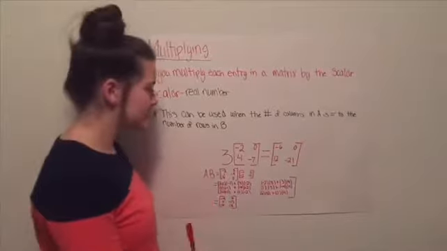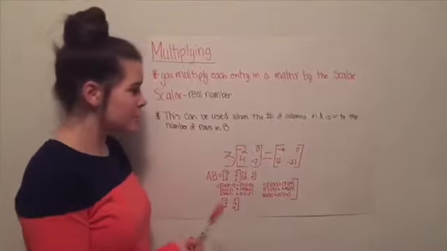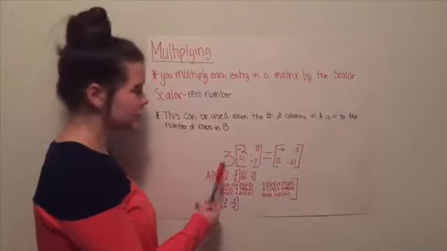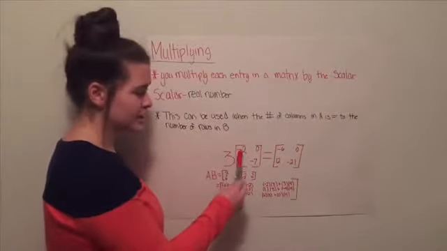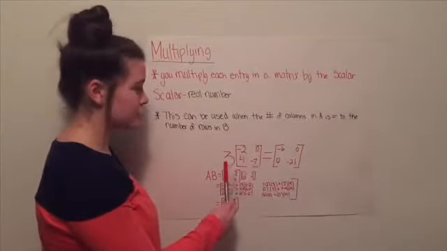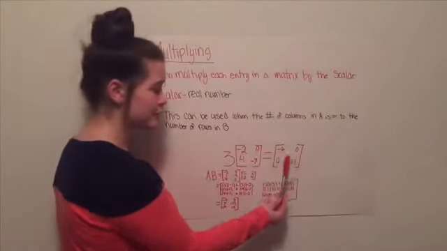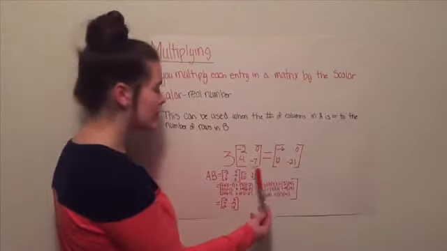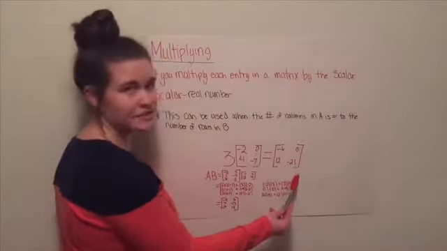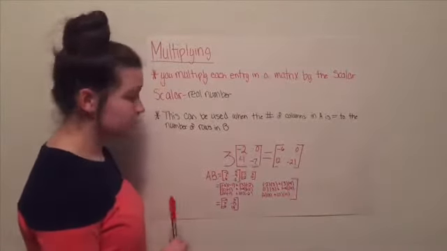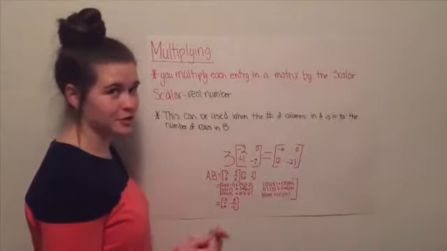For example, when you're multiplying by a scalar, you multiply the scalar by each individual place. So 3 times -2 is -6, 3 times 0 is 0, 3 times 4 is 12, and 3 times -7 is -21. And when you're multiplying matrices, it's a little bit more difficult.